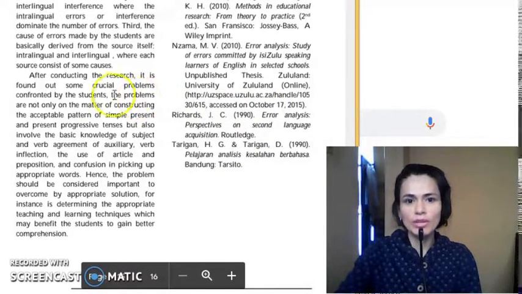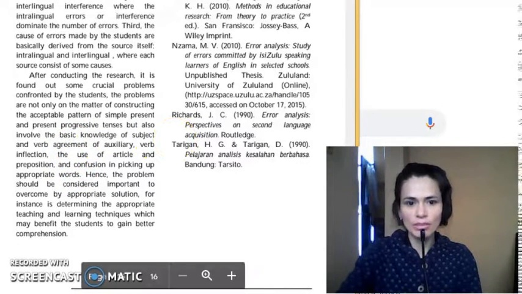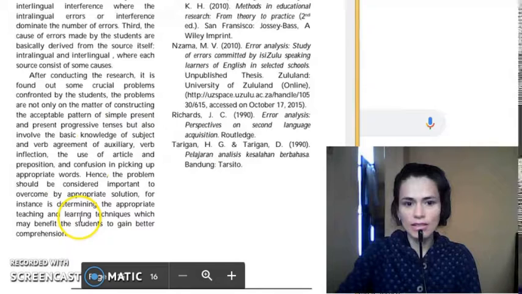Therefore, the problem should be considered with an appropriate solution, for example, teaching and learning techniques that can help the students get a better understanding.